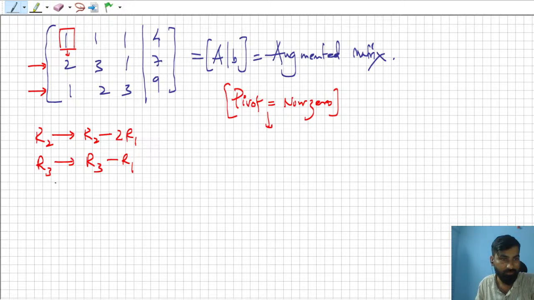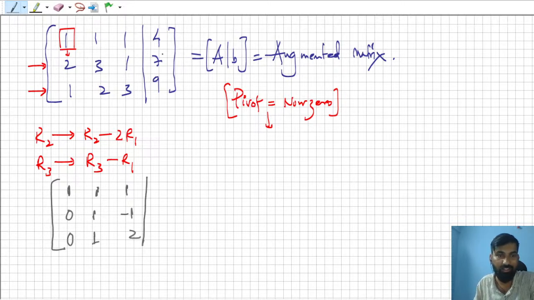You see, this is 1. Pivot row should be the same. You don't have to change anything because we are not applying any operation on the pivot row. So this is 1, this is 1, this is 1, right? And this is 0 now, and this will be what? 3 minus 2, that is 1, right? This is 1 minus 2, that is minus 1. Okay, and this is 0, this will be 1, and this is 2.